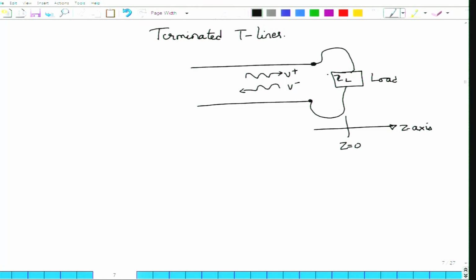The load impedance of course is the termination condition, which tells you that there will be some current flowing through the load, which we can label as IL, and there will be certain voltage across this load which we can label as VL.